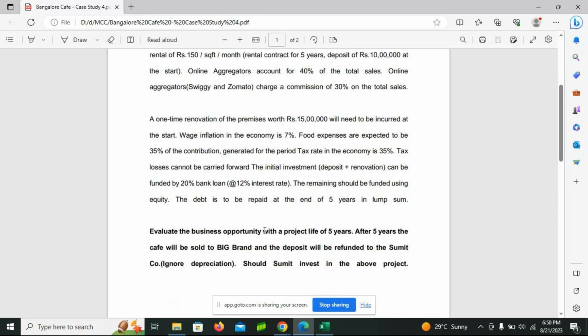Evaluate the business opportunity with a project life of 5 years. After 5 years, the cafe will be sold to a big brand and the deposit will be refunded to Sumit. Ignore depreciation. Should Sumit invest in the above project? So now the question is whether we can make the investment in starting a cafeteria.